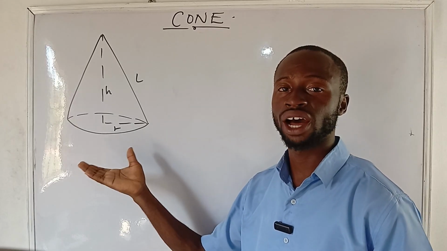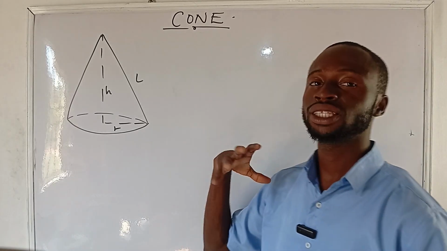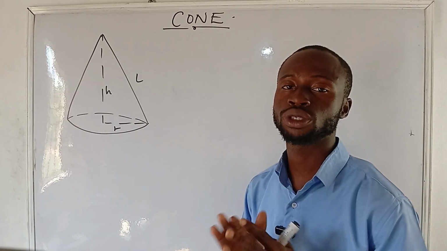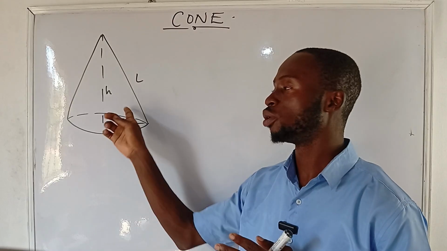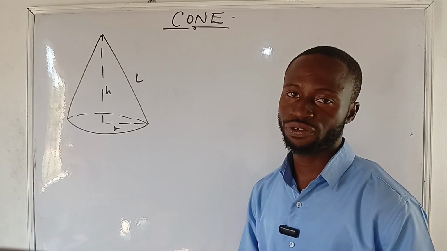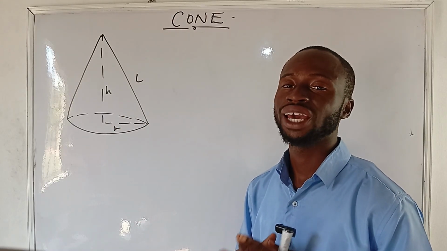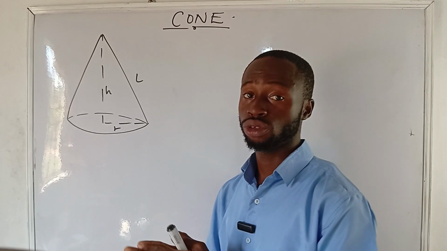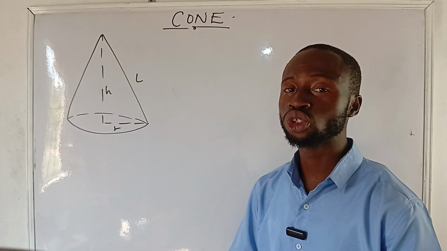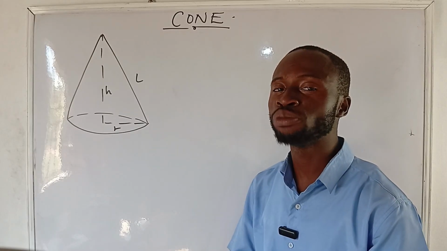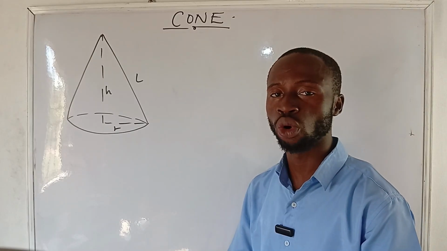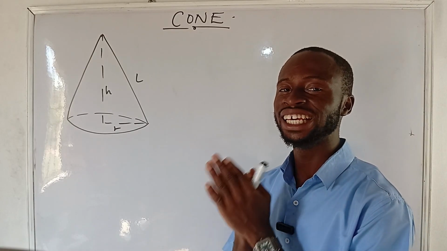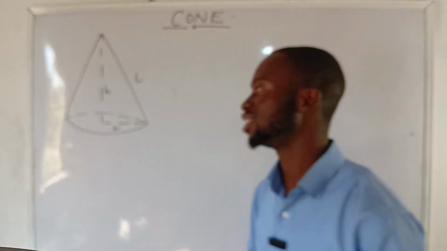Considering this cone that we have here, let's think about the shapes that came together to form this particular cone. Many people will say a cone is formed from a triangle and a circle. They're actually wrong. A cone is formed from a sector and a circle. So let's look at it this way.